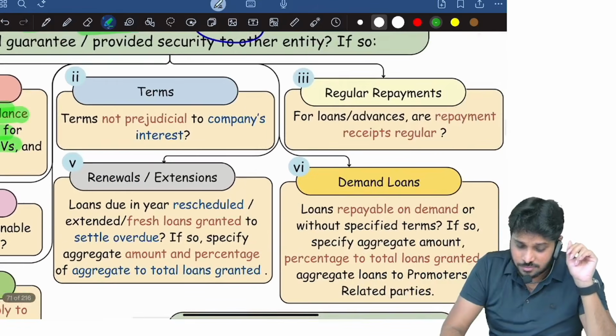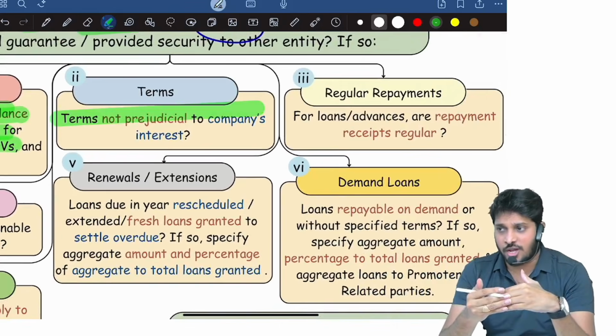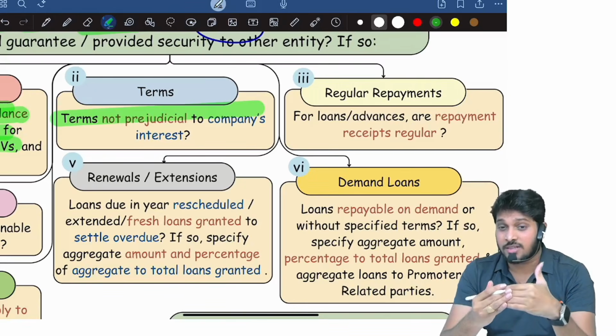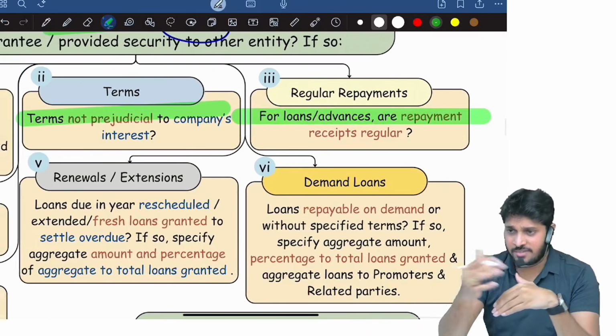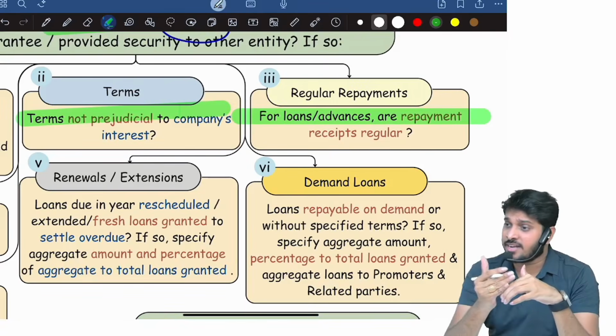That's it. Now, a company will give loans, investments, all that, right? Based on some terms and conditions, right? Are these terms and conditions prejudicial? Are they unfavorable? Check out. Now, the company is giving loans, right? Fine, they gave a loan. Are they receiving regularly? Check out.